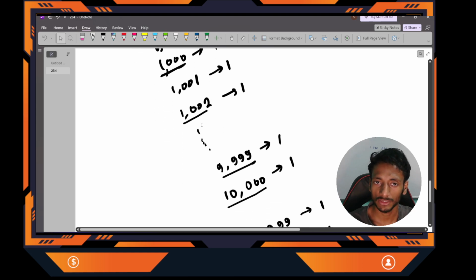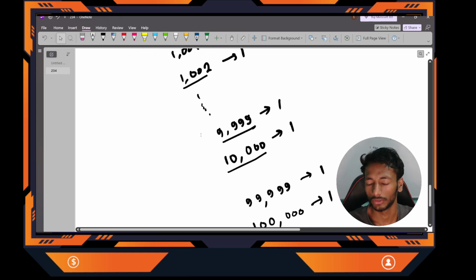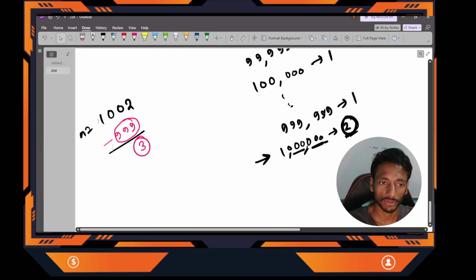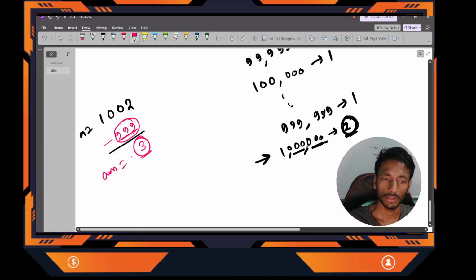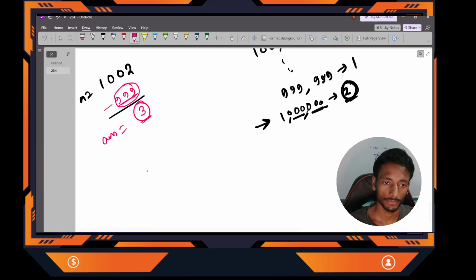So the total count of numbers where I can place at least 1 comma is n minus 999. Why 999? Because this is the highest number that cannot place any comma. So that's why here our answer is 3. Clear?